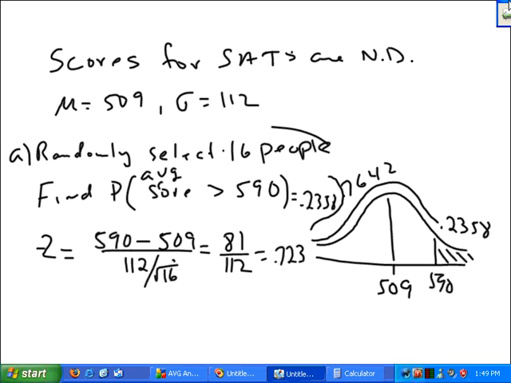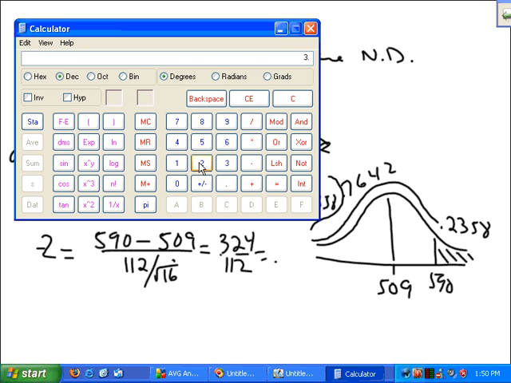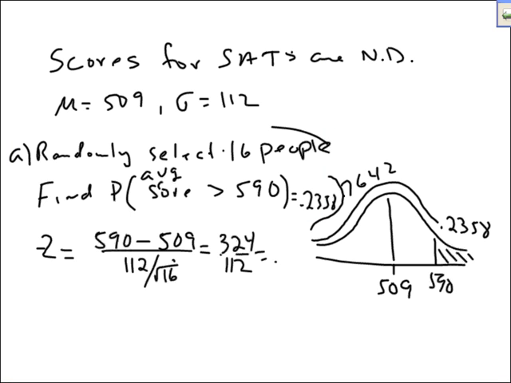And this number is going to be a little bit different. It's going to turn out to be 324 divided by 112, which is about 3. It's just under 3. Let's see exactly what it is. Let's go to our trusty calculator. 324 divided by 112. You get 2.89. Like I said, it's close to 3.